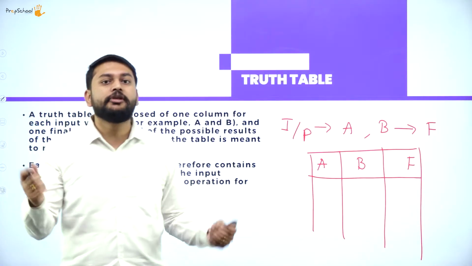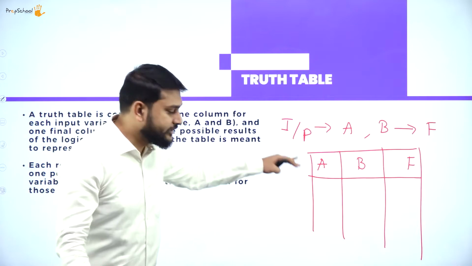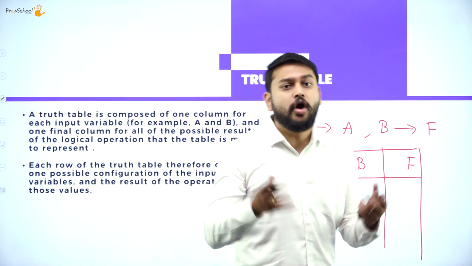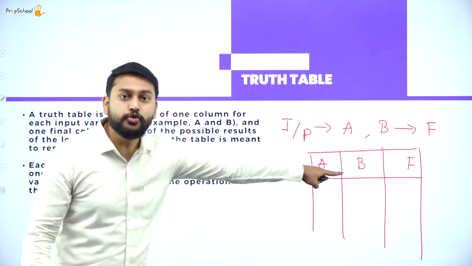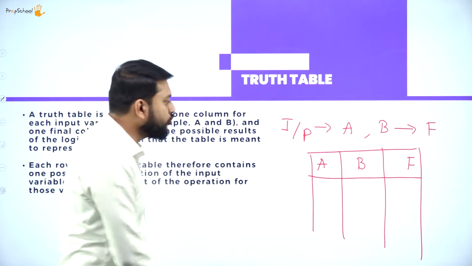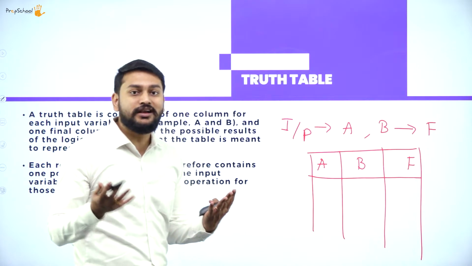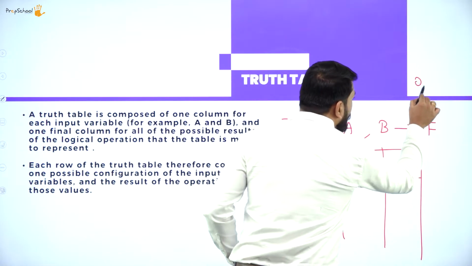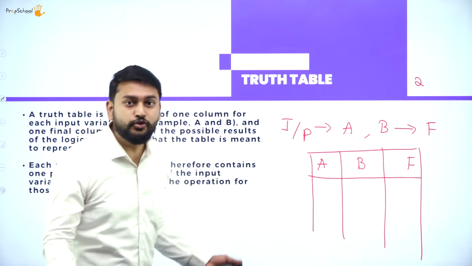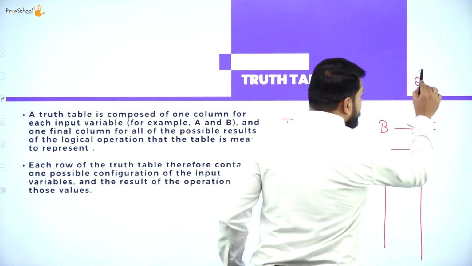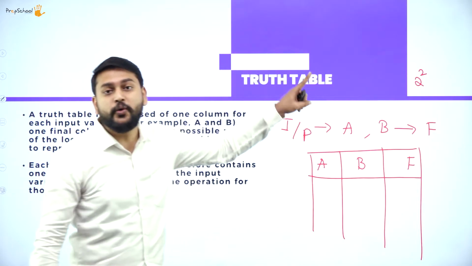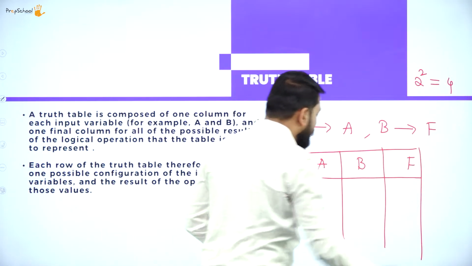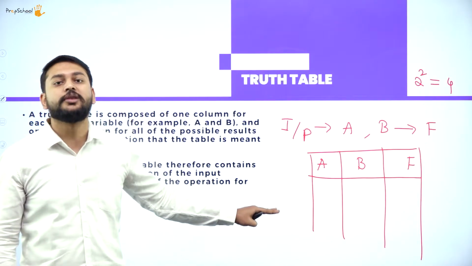How many input combinations will I have for this? It's a very interesting thing that you have to understand here. How many inputs do I have? I have two inputs. So if you have two inputs, we are dealing with binary numbers, so I will take 2. I have 2 inputs, so I will raise the power 2. 2 to the power of 2 is how much? You will have 4. So I should have 4 combinations of input.